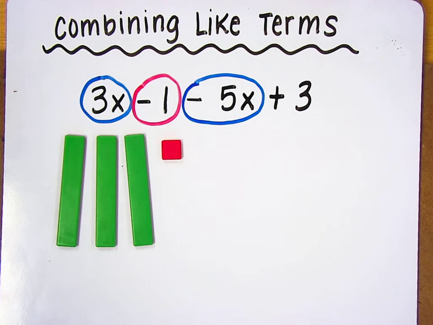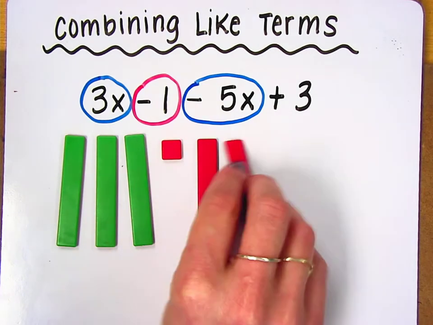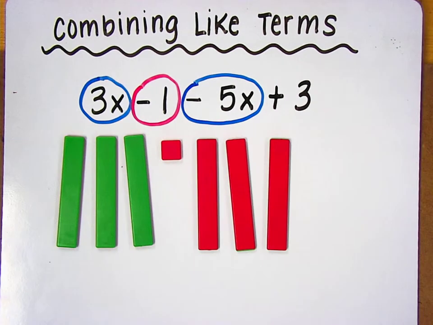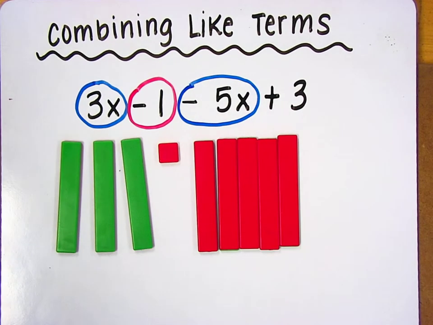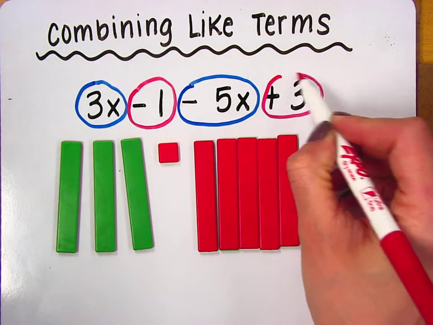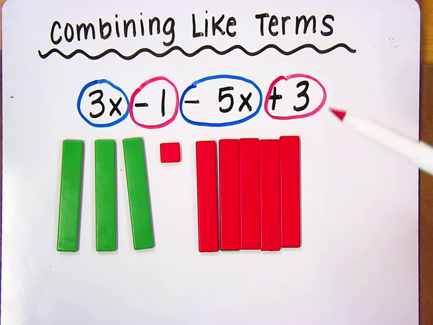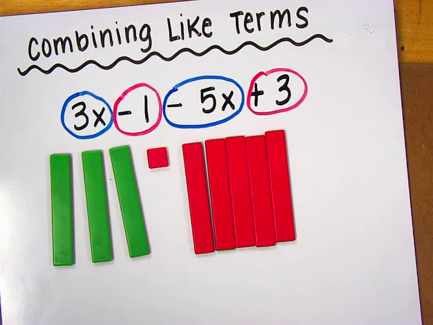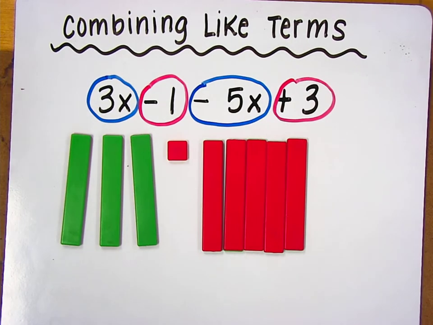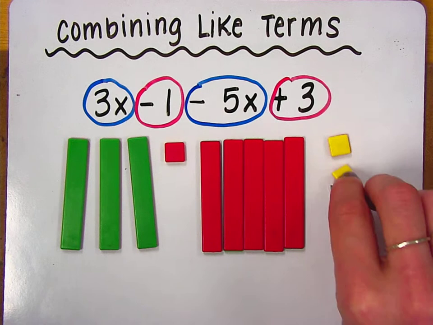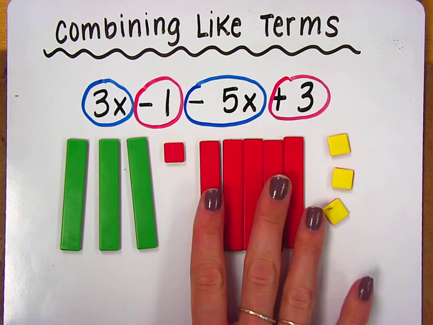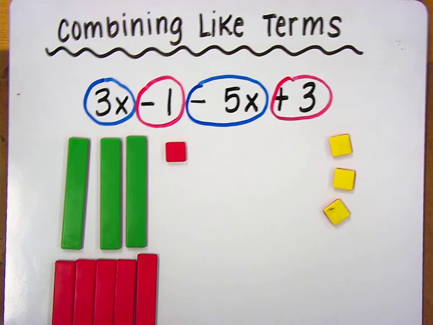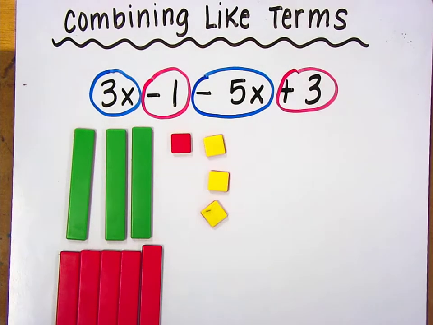I would represent negative 5x by using 1, 2, 3, 4, 5 red rectangles. And the last term that I see here that I'm going to circle in red is positive 3. And even though 3 and negative 1 do not share the exact same variable, they are both constants, and we know we can combine negative 1 and 3. That's going to be represented now with 3 yellow squares. Since we're combining the things that are like, I'm going to move all these rectangular rods so they're all in a group together, and all of these little squares so they're in a group together.